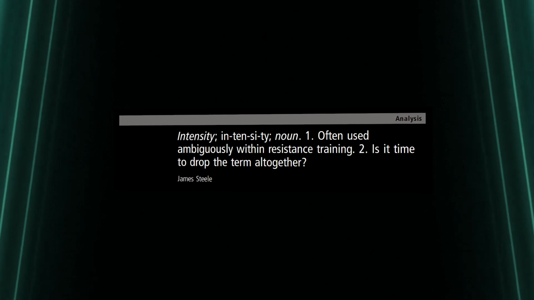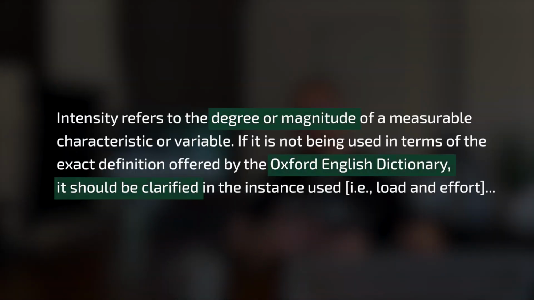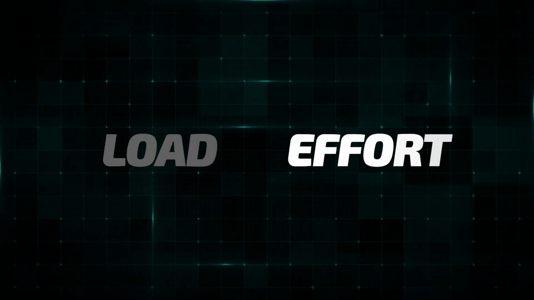In 2012, Dr. James Steele wrote a paper in the British Journal of Sports Medicine making the case that the term intensity shouldn't be used without further clarification of the training variables being referred to. In resistance training, Dr. Steele separates intensity into the intensity of load and the intensity of effort. Ultimately, I like to use slightly different terminology, but the concept of separating intensity into different domains is really useful to think about the implications on training adaptations.